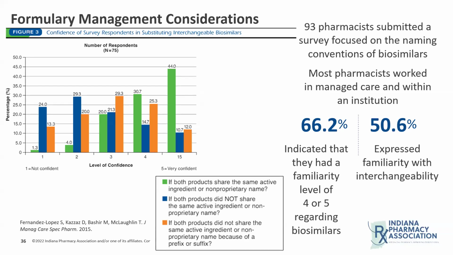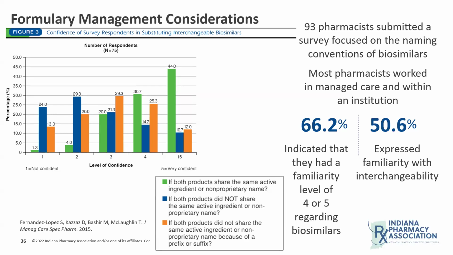Looking specifically, slightly switching gears, slightly not, looking specifically into the confusion I've mentioned at this point. So here's a survey where 93 pharmacists submitted a survey focused on the naming conventions of biosimilars, where most of these pharmacists either worked in managed care or within an institution. Only 66.2% indicated familiarity regarding biosimilars, and 50.6% had familiarity with interchangeability. I don't mean to be biased by saying only, but as pharmacists, as the medication experts, these numbers need to be higher, or at least in my opinion, in terms of confidence with utilizing these.